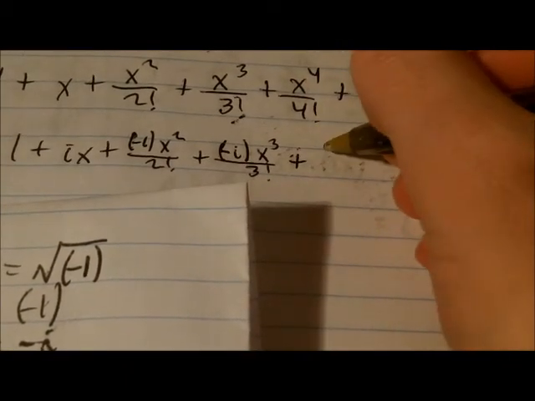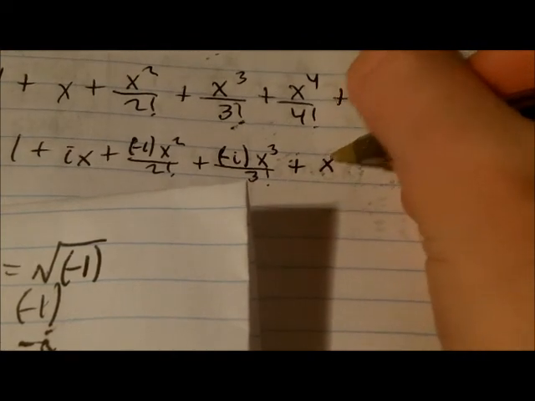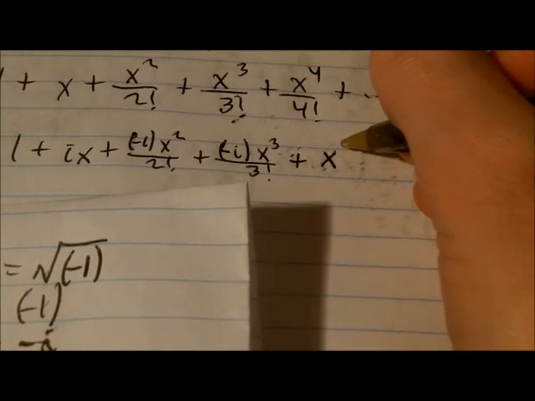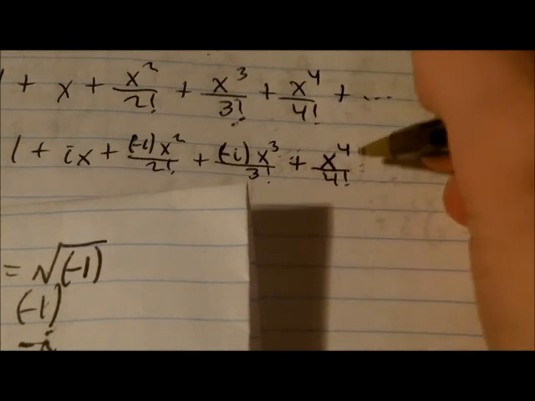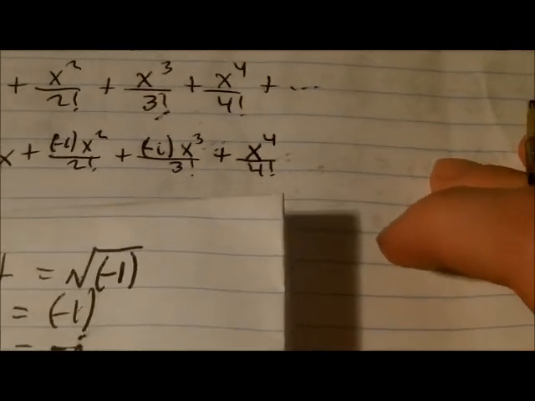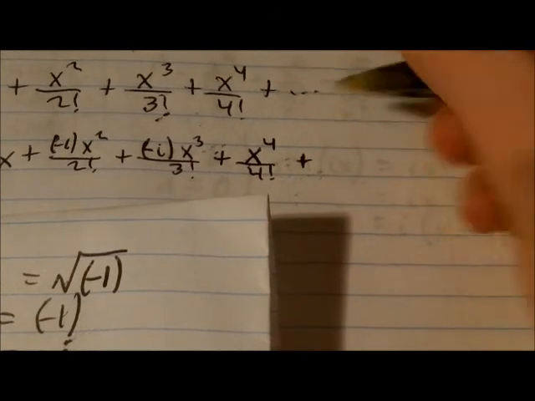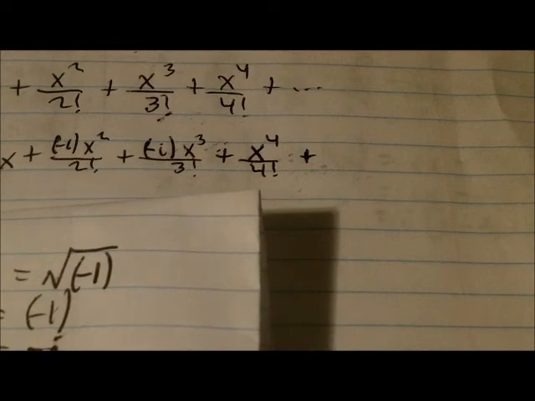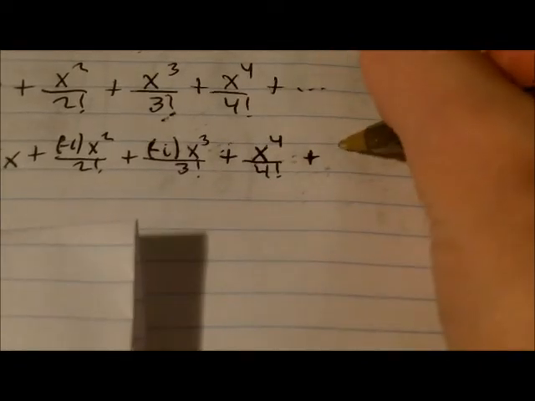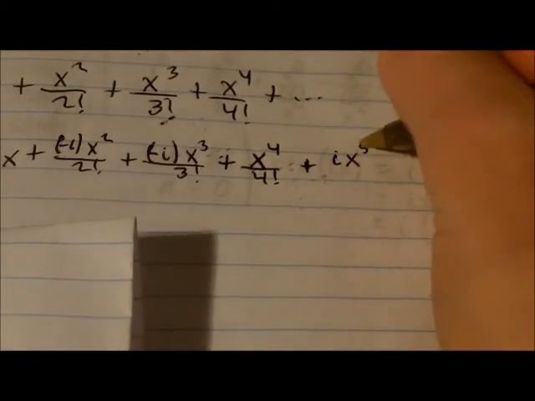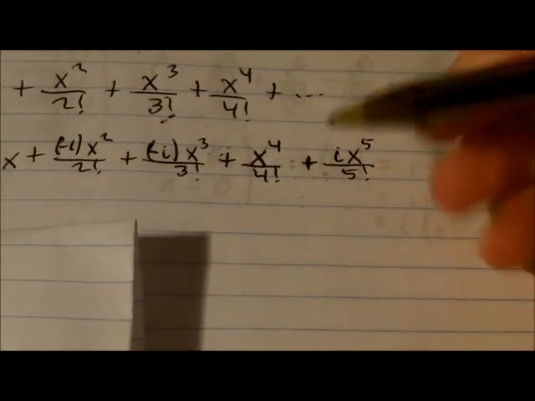x to the fourth, well, we know i to the fourth is just 1, so we're able to find just x to the fourth over 4 factorial, just that by itself. And now plus we have x to the fifth over 5 factorial. Well, it's really (ix) to the fifth. And we know i to the fifth is equal to i. So it's i x to the fifth over 5 factorial.